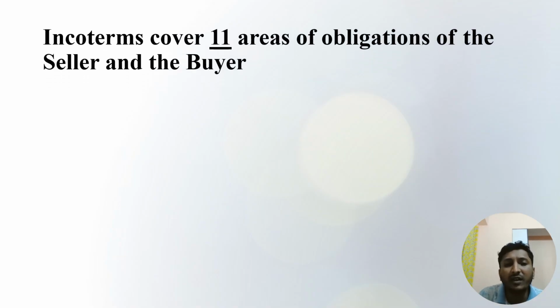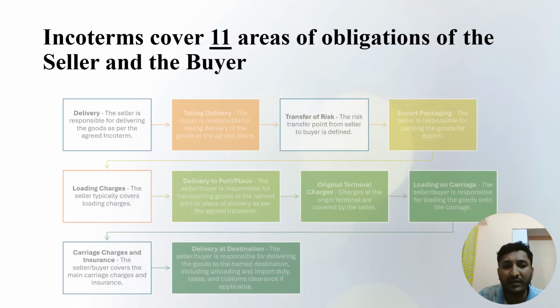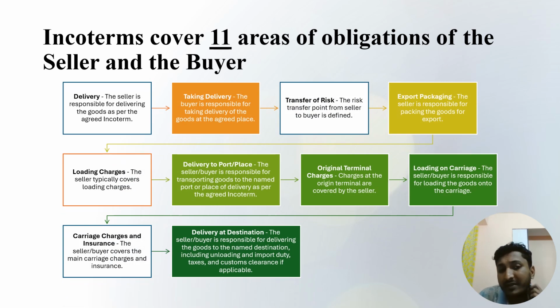Incoterms cover 11 areas of the obligations of sellers and buyers: delivery, taking delivery, transfer of risks, export, packaging, loading charges, delivery port and place, origin terminal charges, loading on carriage, carriage charges and insurance, and delivery at destination.